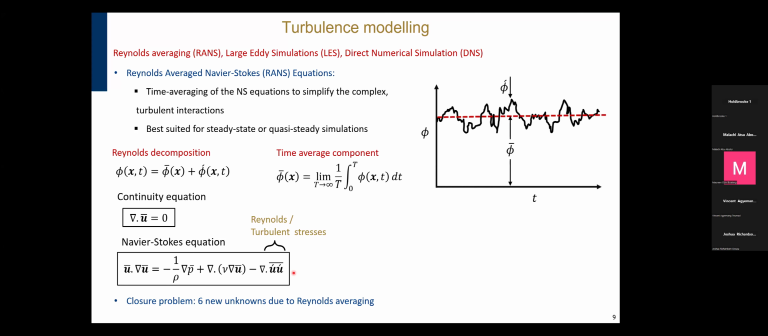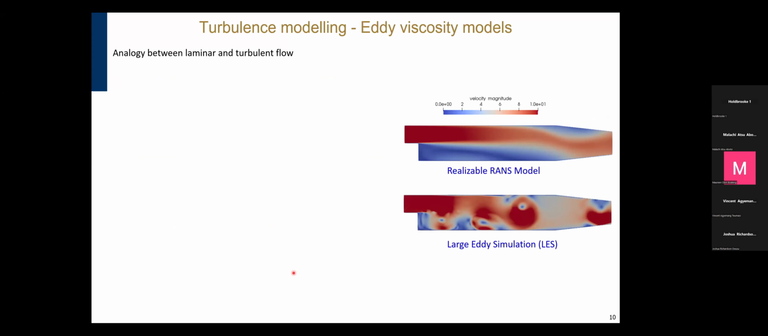One of the popular approaches is to compare the turbulence stresses to a molecular stress, which is something you would see in laminar flow. This is basically the Boussinesq hypothesis.